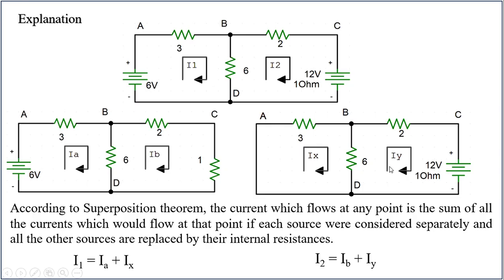According to the superposition theorem, the current which flows at any point is the sum of all the currents which would flow at that point, each source being considered separately. We considered one source separately and replaced the other sources with their internal impedances. That is clear. Now, according to the superposition theorem, I1 is equal to IA plus Ix, and I2 is equal to IB plus Iy. So that is the explanation of this theorem.